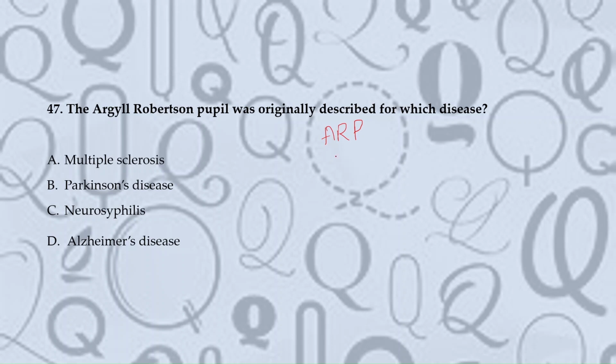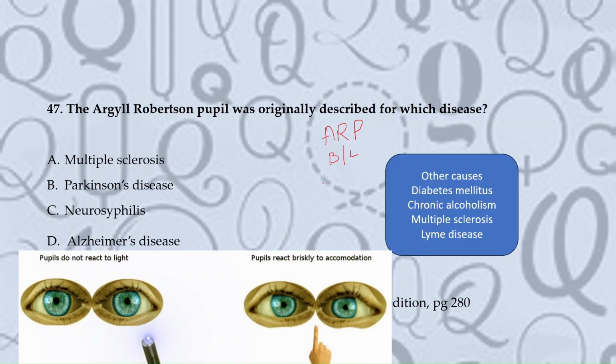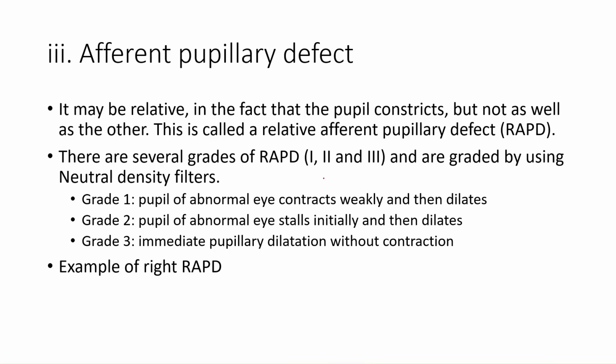Usually it is a bilateral condition, okay, and the affected pupils are smaller in size. If you see here, the pupils do not react to light, whereas when you do an accommodation test or a convergence test, you see that the pupils are reacting. There are other causes like diabetes mellitus, which is more common, chronic alcoholism, multiple sclerosis, and Lyme's disease. But initially it was described in reference to neurosyphilis.